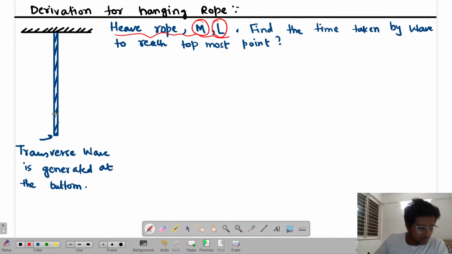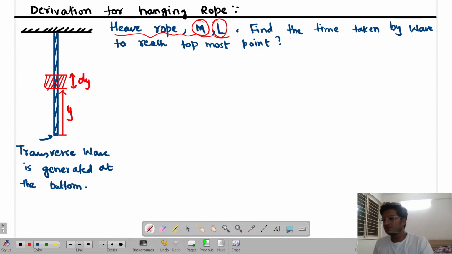Okay, so let us just consider, the task is simple and elegant, a small element dy. Since the rope is vertical, many people call it dy. The element dy is located at distance y from the base. Its length is dy. Is that clear or not? Are you able to get me?